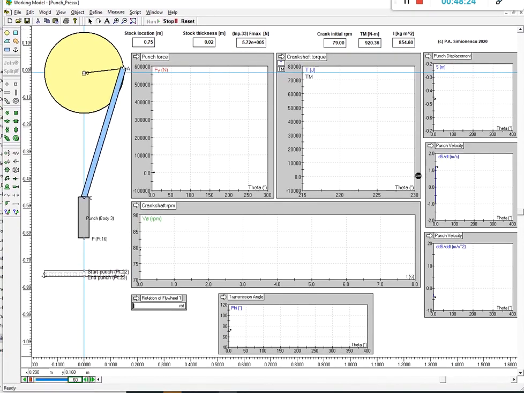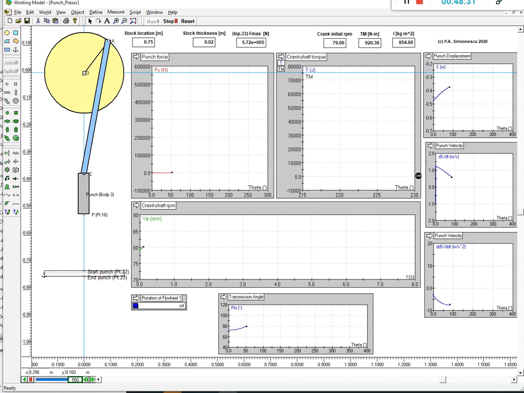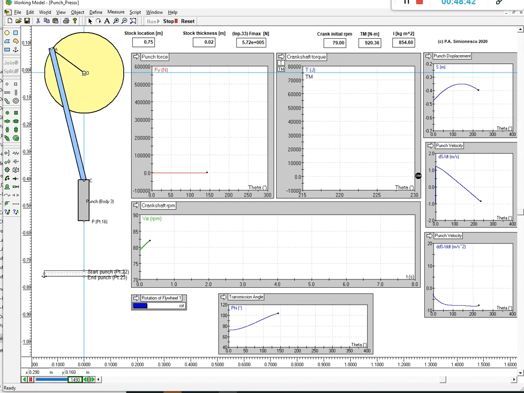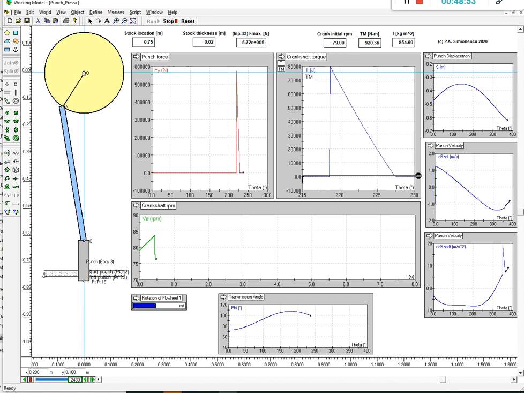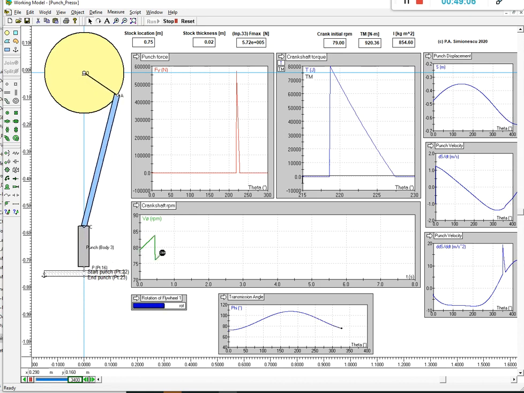So if I hit run, it moves slowly, and you will see the force. Need to wait a little bit, and by the way, I'll have to pause this for maybe 15 minutes. And here's the force, and it went from max to 0. And this is how the crankshaft speed originally, when the simulation started, was at this value, and now it drops, and now it accelerates.